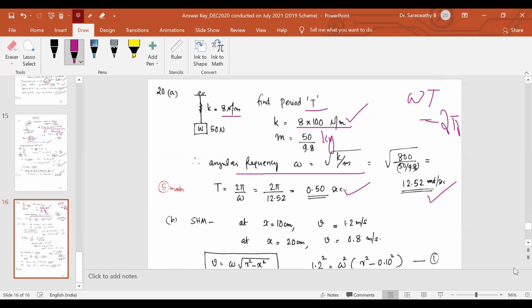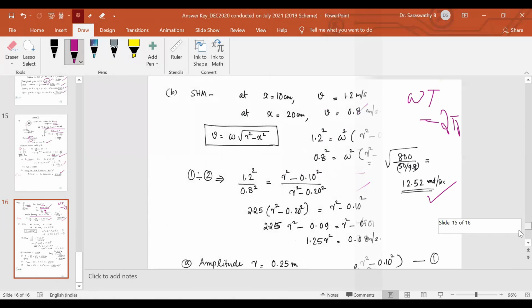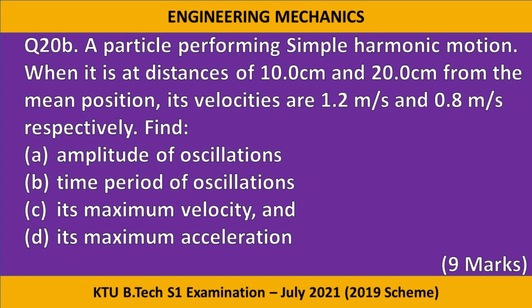This is question number 20b. I'll read the question. A particle performing simple harmonic motion, when it is at a distance of 10 centimeter and 20 centimeter from the mean position, has velocities of 1.2 meter per second and 0.8 meter per second respectively. Find the amplitude of oscillations, time period of oscillation, maximum velocity, and maximum acceleration. This is also a repeated question which has come in previous university question papers.